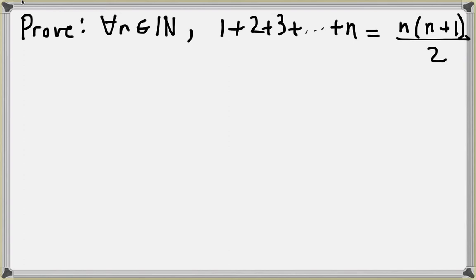Okay, so this is making a claim for all natural numbers. So this is the perfect type of theorem to prove by the principle of mathematical induction. When you want to prove a statement is true for all natural numbers, you should go to the principle of mathematical induction. So we've got to first prove our basis step, that the statement is true for n equals 1. Remember, this is called the basis step.